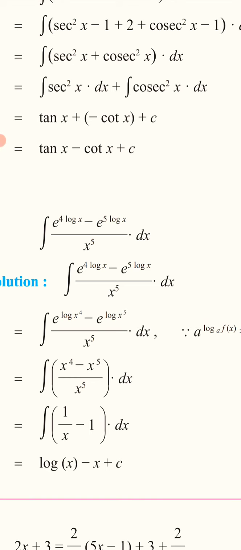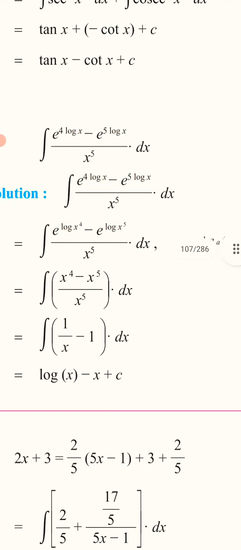Now divide each and every term by x raised to 5. X raised to 4 upon x raised to 5 gives 1 upon x, minus 1, dx. Then integration of 1 upon x is log x, minus integration of the number 1, that is x, so the answer is log x minus x plus c.